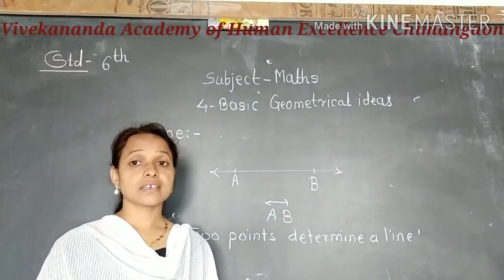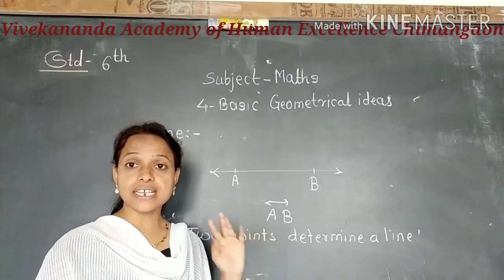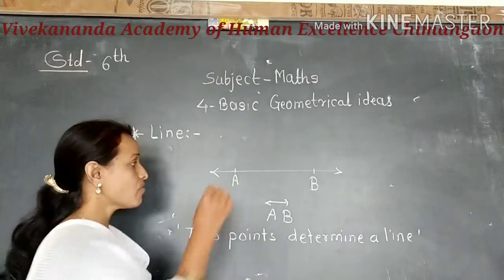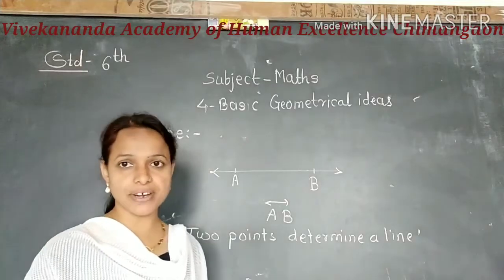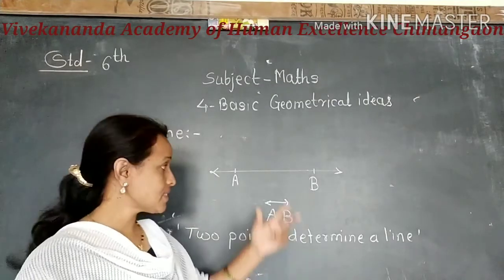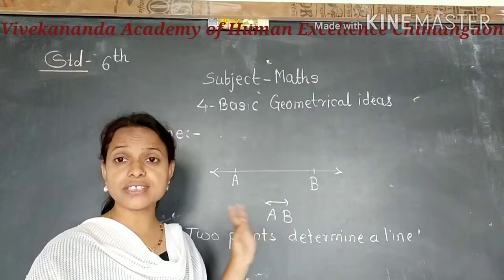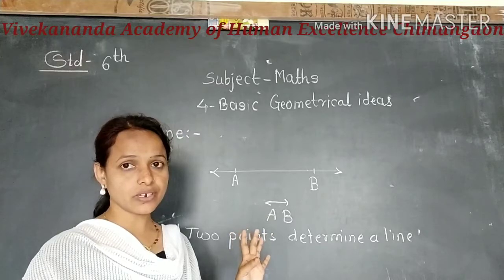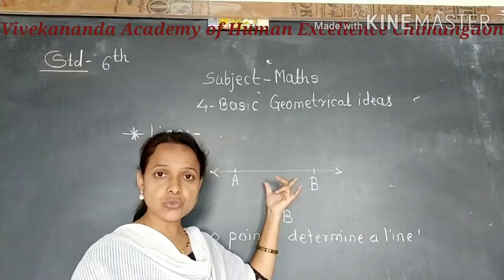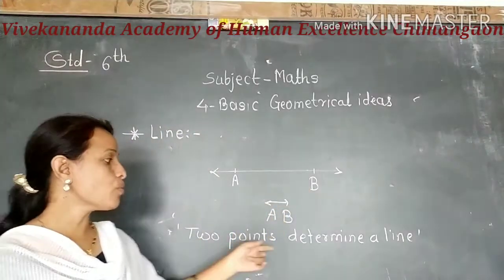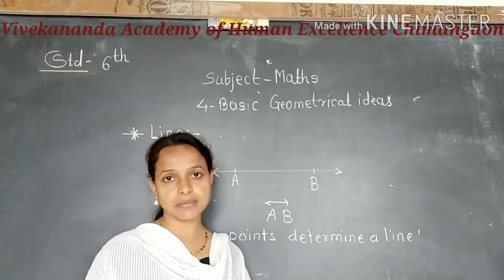A line extends indefinitely in both directions. So it contains a countless number of points. It contains a countless number of points. 2 points are enough to fix a line. Listen, students, 2 points are enough to fix a line. So we say that 2 points determine a line. What do we say? 2 points determine a line.